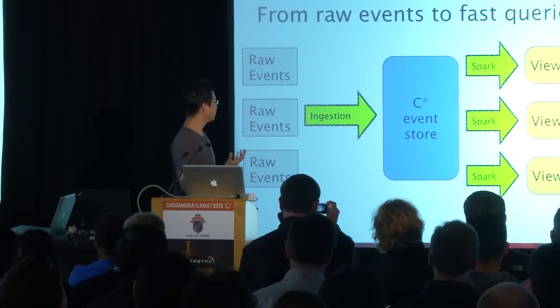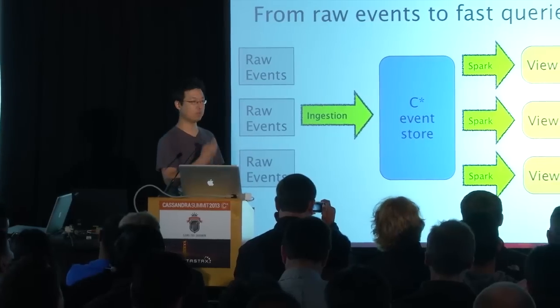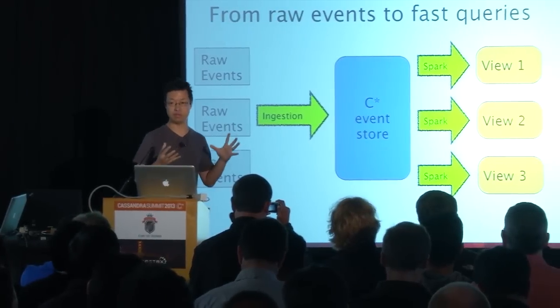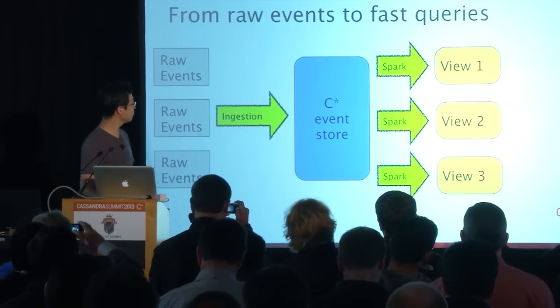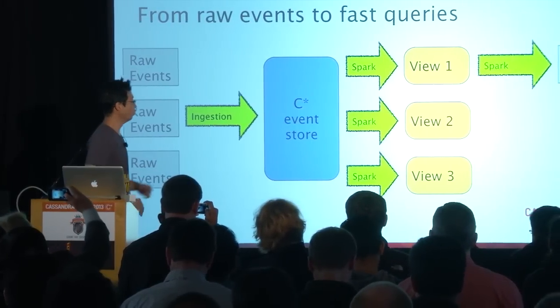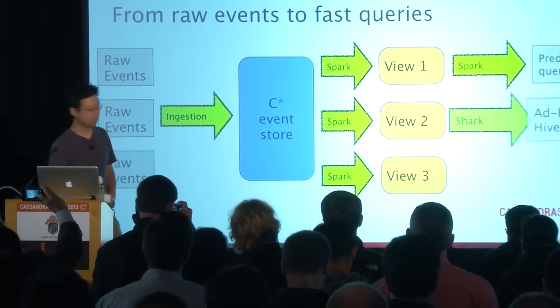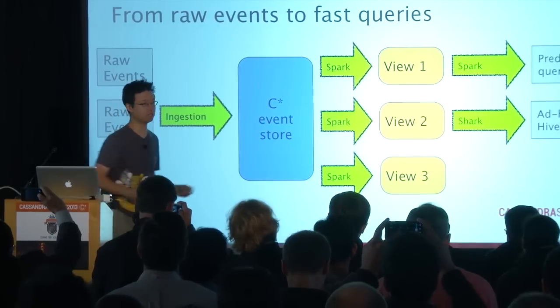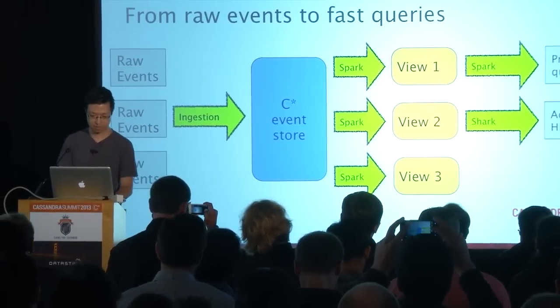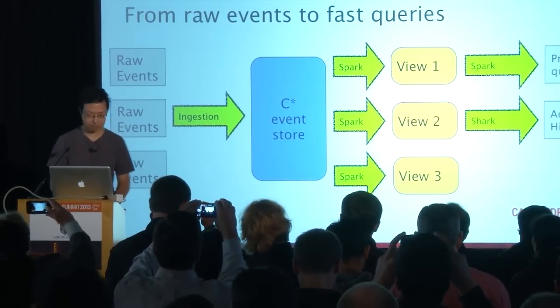Then what we want to do is, from Cassandra, use Spark to create different materialized views. On the one hand, you can use Spark for predefined queries. And maybe for more ad hoc stuff, you can use something like Shark, which gives you HiveQL, SQL.